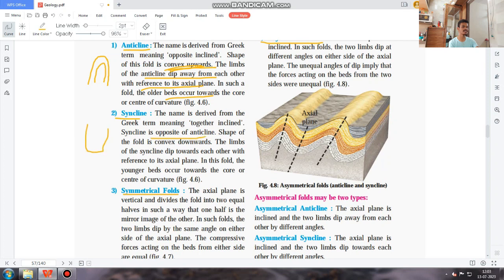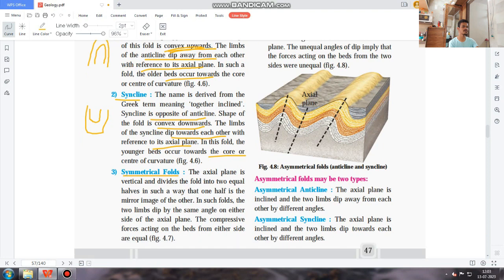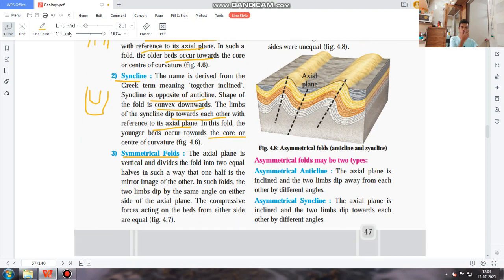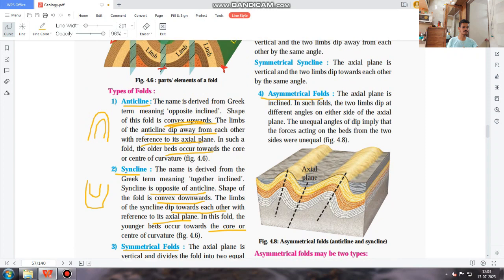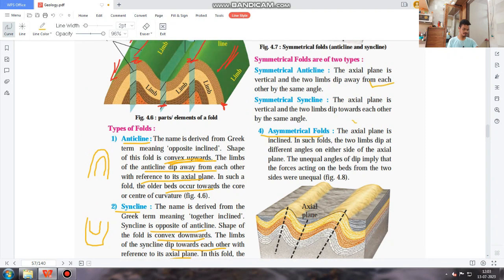Syncline is the opposite of anticline, going somewhat this way. The limbs dip towards each other with respect to the axial plane. They are convex downwards, towards the core or center of the curvature. Symmetrical folds, you can read it off. Symmetrical anticline and syncline, this is important. Same thing it is actually.